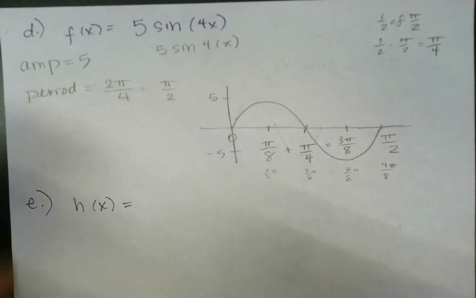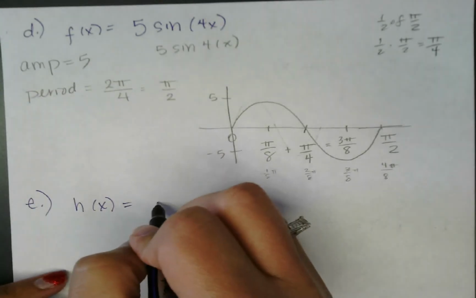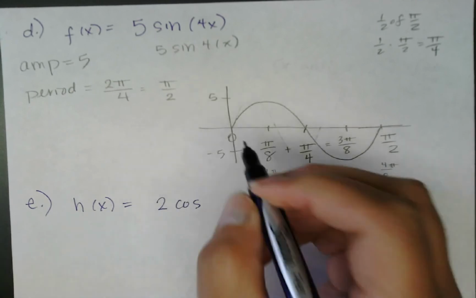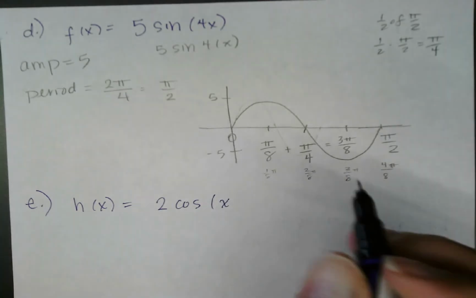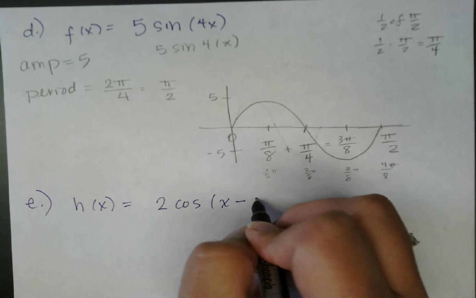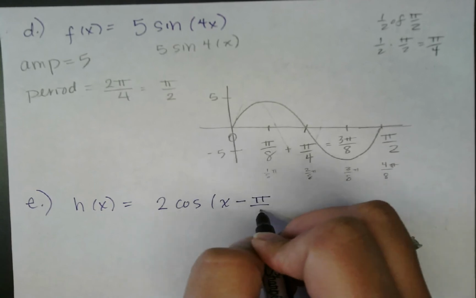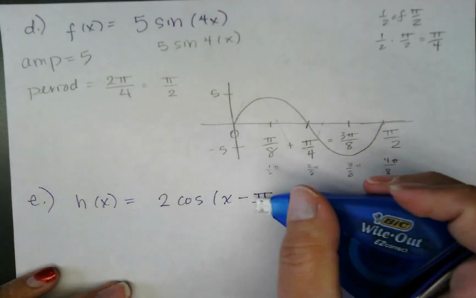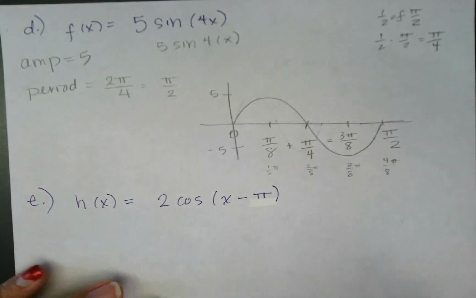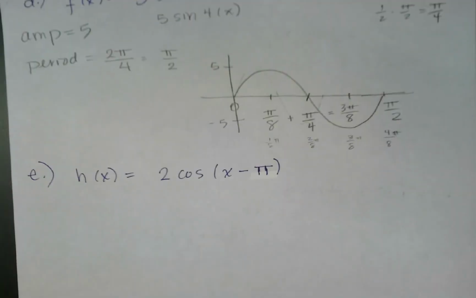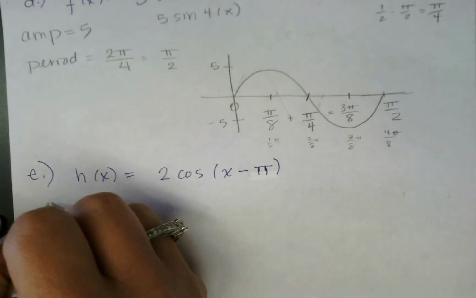H of x equals 2 cosine of x minus pi. We'll just do minus pi. Alright, so here we go. So now we have a shift in there.